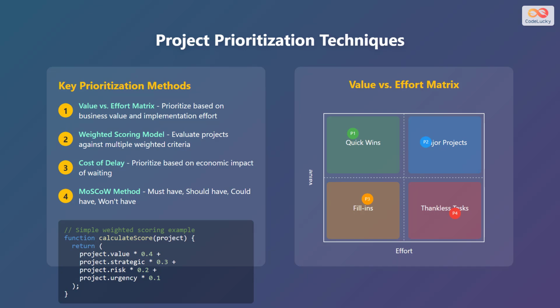And the fourth is the MoSCoW method. It is a method to categorize items into must-have, should-have, could-have, and won't-have. This helps to determine which tasks are most critical. In this example, we have a function called calculate score, which takes a project as input. It calculates a score based on the project's value, strategic alignment, risk, and urgency. Each of these factors is multiplied by a weight. This allows us to assign importance to each factor and calculate a final score for the project.